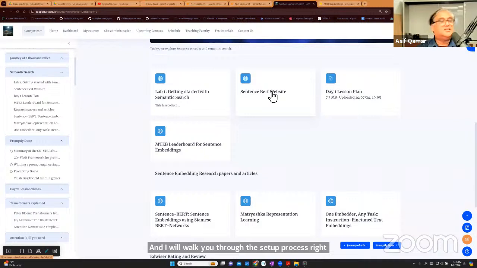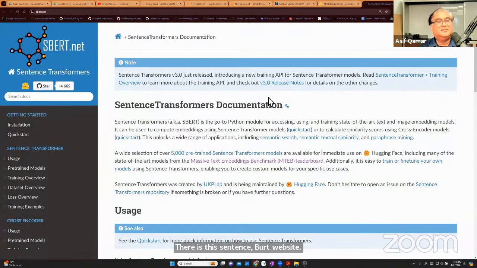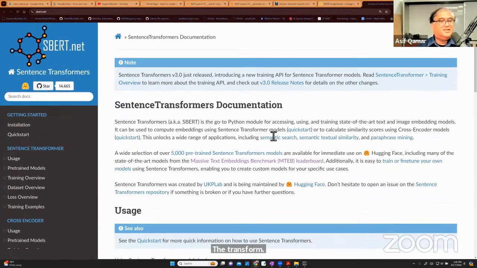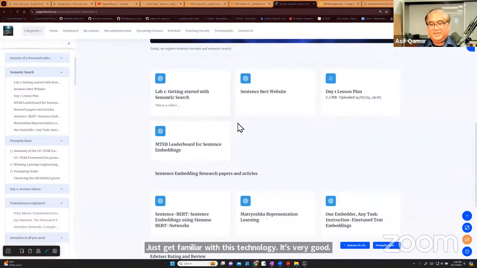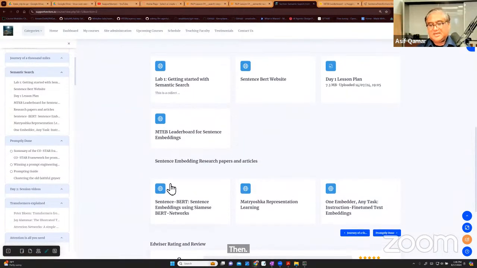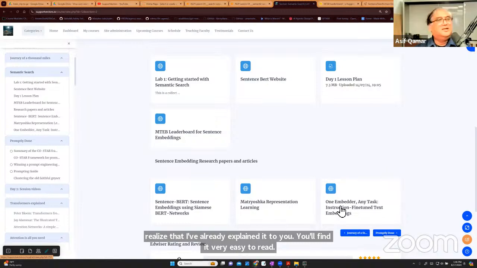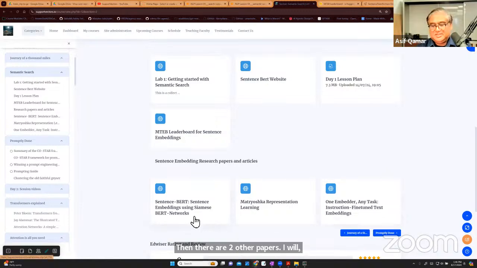And there is this Sentence-BERT website. Go to that website, Sentence-BERT. What I just taught you is the Sentence-BERT. Remember the transformer. Make yourself familiar with this. Just get familiar with this technology. It's very good. Then in the second half of the class, we will start by reading a research paper, the actual Sentence-BERT research paper. You'll realize that I've already explained it to you. You'll find it very easy to read. Then there are two other papers. I will glancingly speak about those, but not necessarily too much.